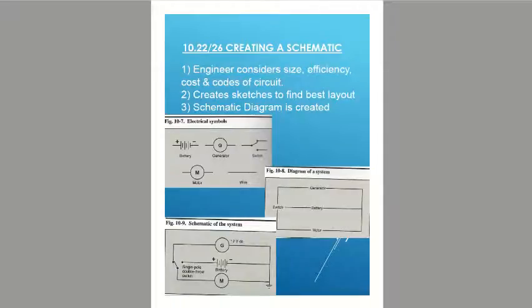So 10.22 to 10.26 talks about creating a schematic and the process that's followed. So step 1, the engineer considers size, efficiency, cost, and codes for a circuit. Step number 2, they'd create a sketch to find the best layout of the chosen components. And then finally, step 3, the actual schematic diagram would be created.